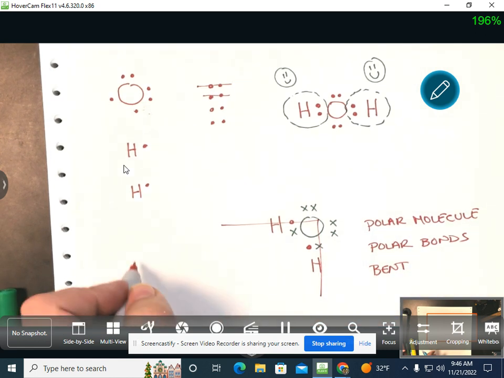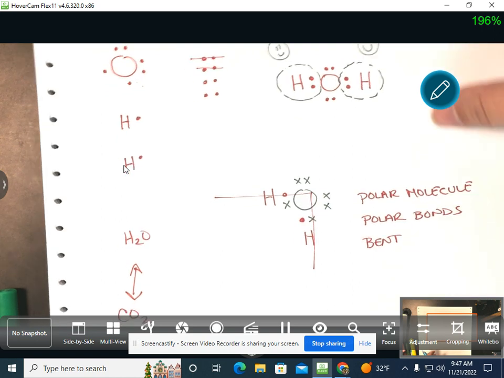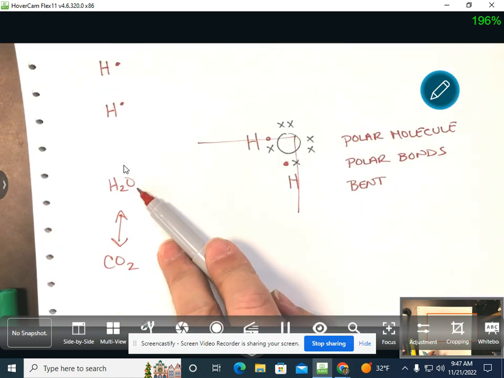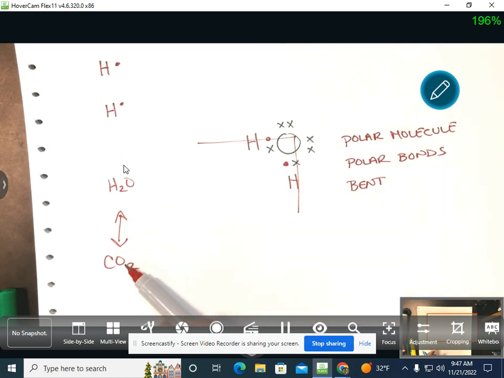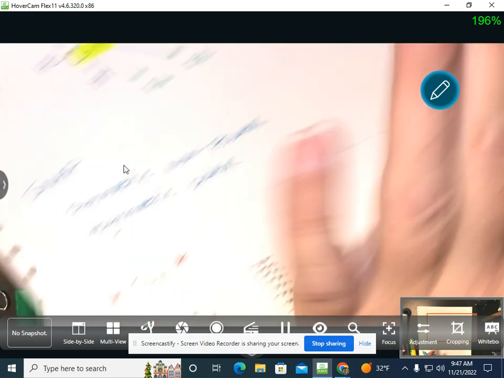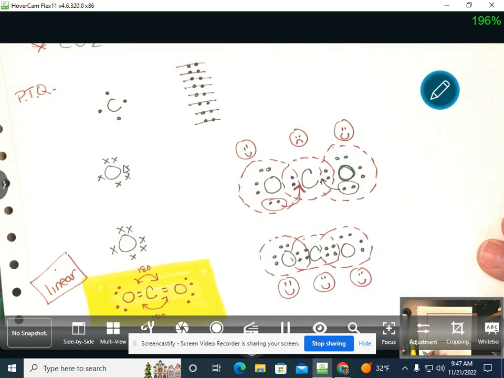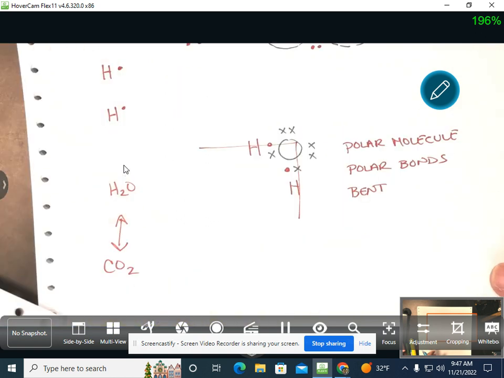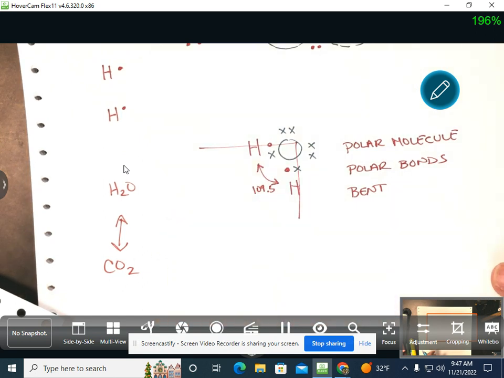Even though H2O looks very similar to CO2, why are their geometries different? Water has two non-bonding pairs of electrons. Carbon dioxide, on that carbon, do we have any non-bonding pairs of electrons pushing those oxygens down? No, and that's why this is 180 and this is 109.5. Okay? You feel me?